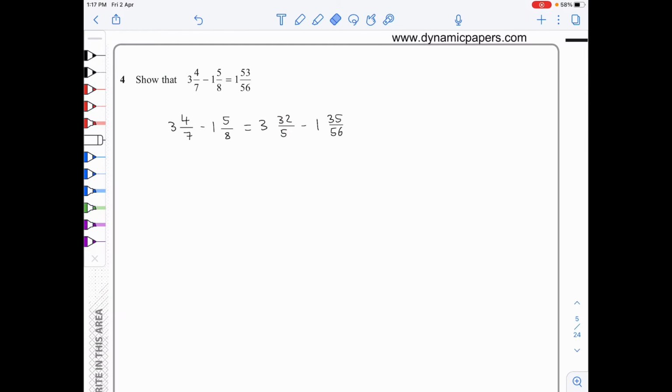So we can borrow 1 from 3, that's 2, and 88 over 56 minus 1 and 35 over 56. And I do the integers with the integers and the fractions with the fractions. That will give me 1 and 53 out of 56 as required. Remember that when you've got show that questions, you actually need to show every single step in order to get full marks.